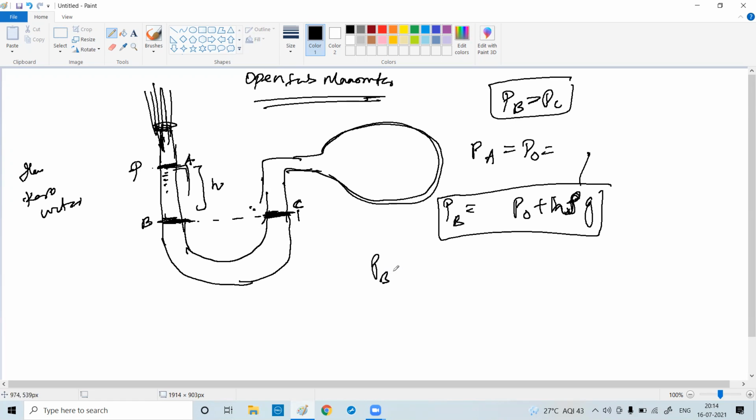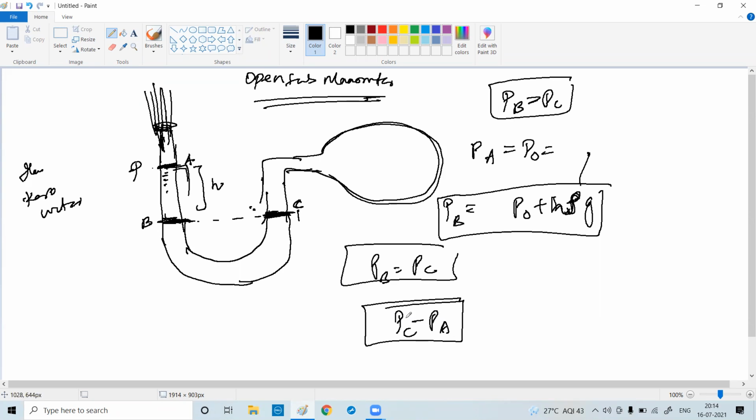When you found out the value of PB, you know what PC is. So now, what is PC minus PA? This is the atmospheric pressure. This is called absolute pressure. So the difference between them, h rho g, is called gauge pressure. Is it clear? Yes, sir. So the manometer measures the gauge pressure of the gas in the container.